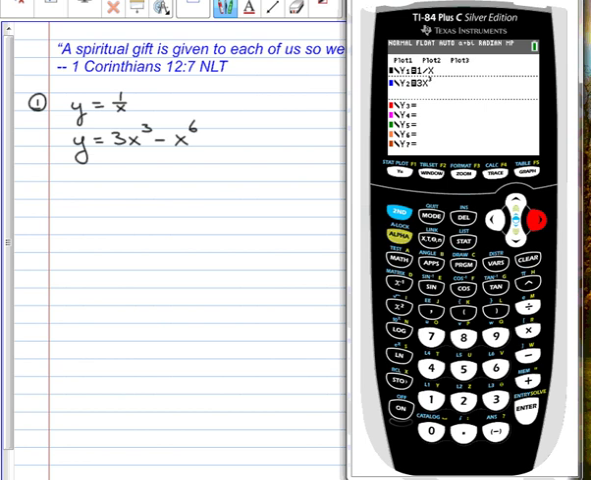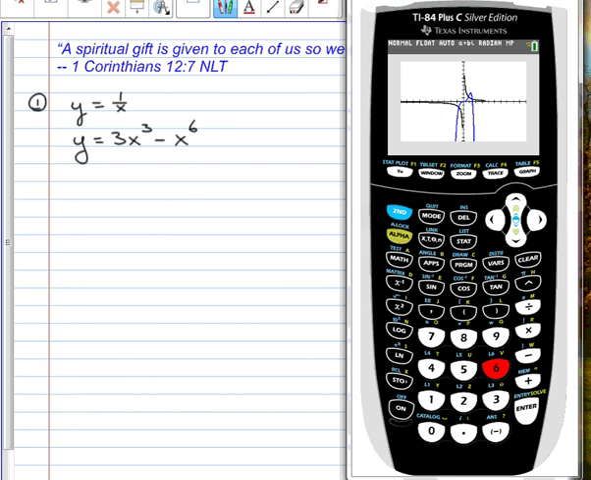There it is. 3x cubed minus x to the 6. I'm probably going to do a standard set. Might have to adjust it a little bit. So here's our 1 over x. There goes the other one. How many solutions? Looks like we've got 3 solutions, doesn't it? I'm going to find the first one. You guys work on the second 2. I'll find the far right one.